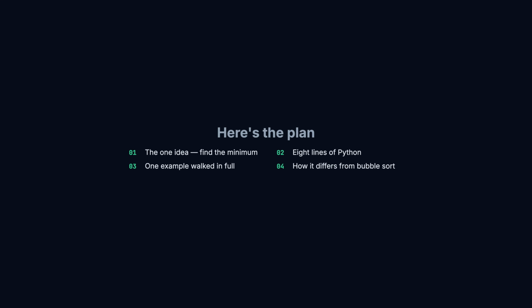Here is the plan. The one idea behind selection sort. 8 lines of Python. One example walked step by step. How it differs from bubble sort: comparisons the same, swaps very different. When you should actually use it.